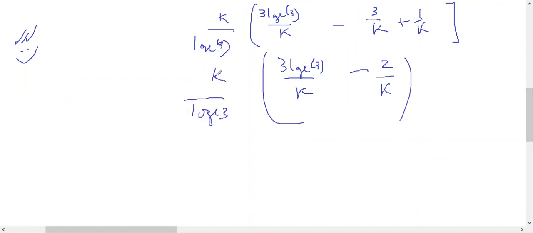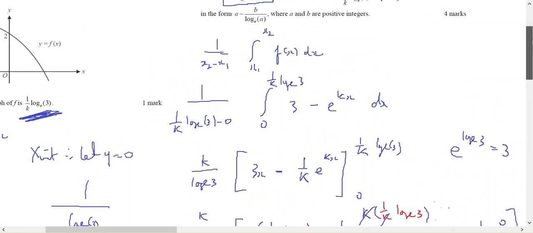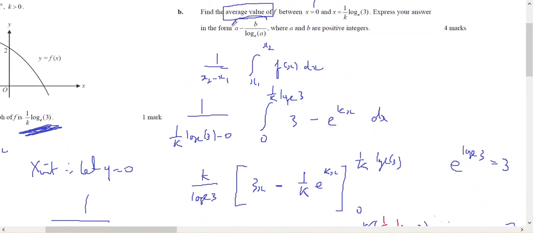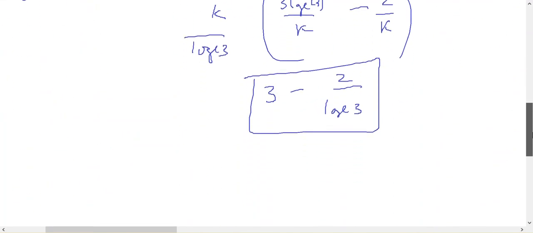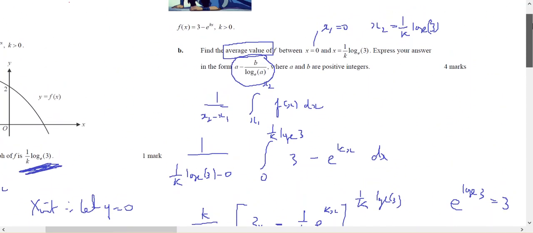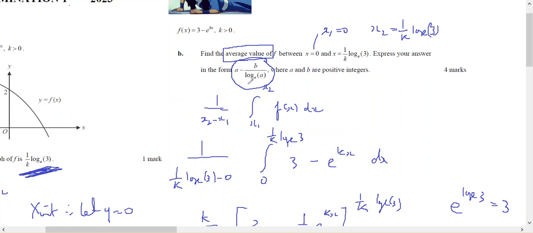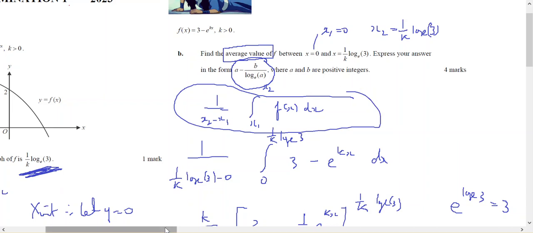So when this multiplies with this, the k's cancel, the log base e of 3's cancel to leave me with 3. Minus this times 2, the k's will cancel, 2 on top of log base e of 3, and that's my final answer. And I had to put it in this form, and that is the correct form, because A is going to equal 3 and B is going to equal 2. It's not asking you for the values of A and B. They're asking you to express it in that form, and it's what I've done. So that's average value, using the average value formula.